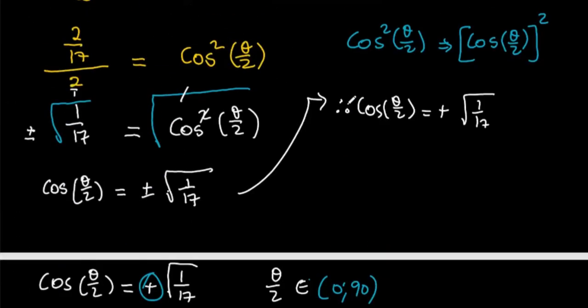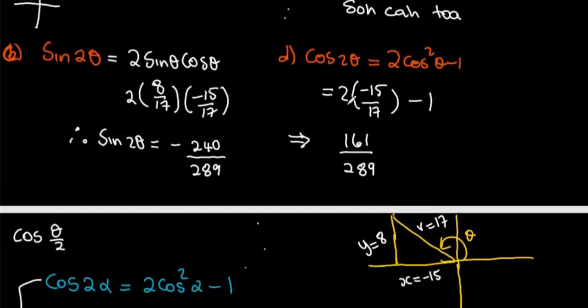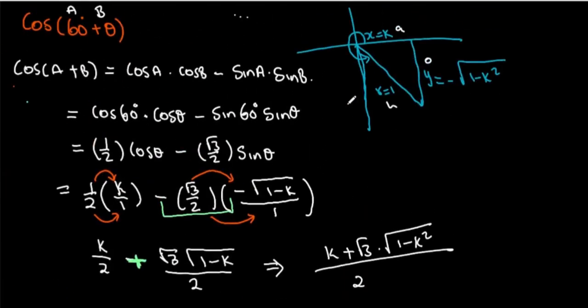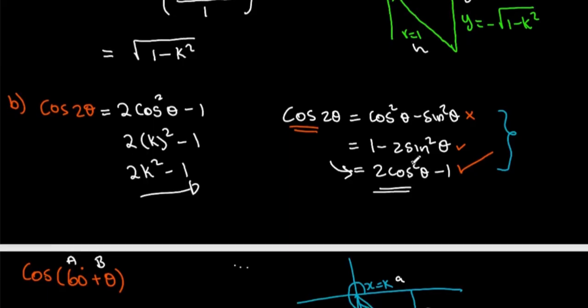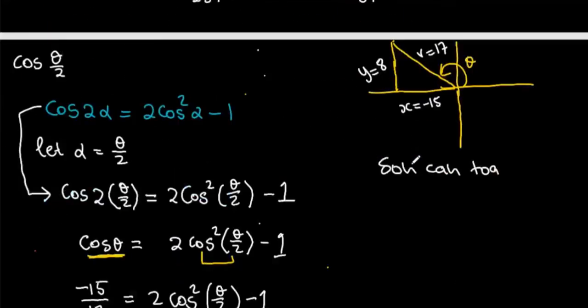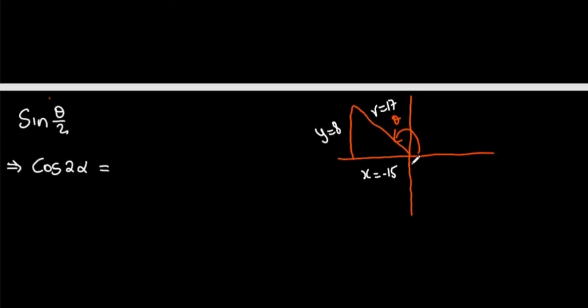We can choose any identity from these identities. So I'm going to choose the one that was given: 2 cos squared theta minus 1. That's what I'm going to choose. So let's go and work on this problem. So this will be the cos.